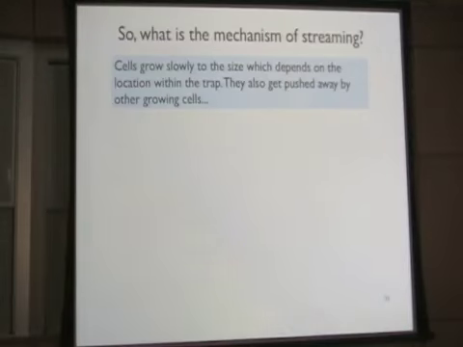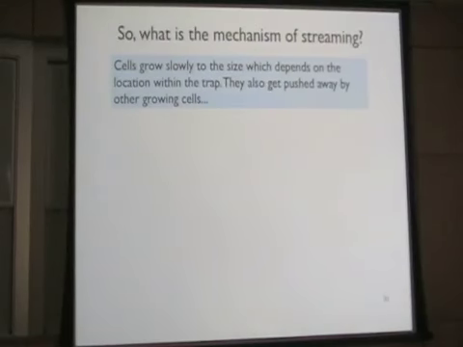Okay, so what's the mechanism of the streaming? What we see in those movies, as you already noticed, is that the cells in the back are small, and the cells close to the opening are big. Why is that? It's more or less clear, because cells in the back have much less nutrient than the cells in the front, because nutrient has to diffuse through that colony, and it gets consumed by the colony. So it actually depletes in the back.